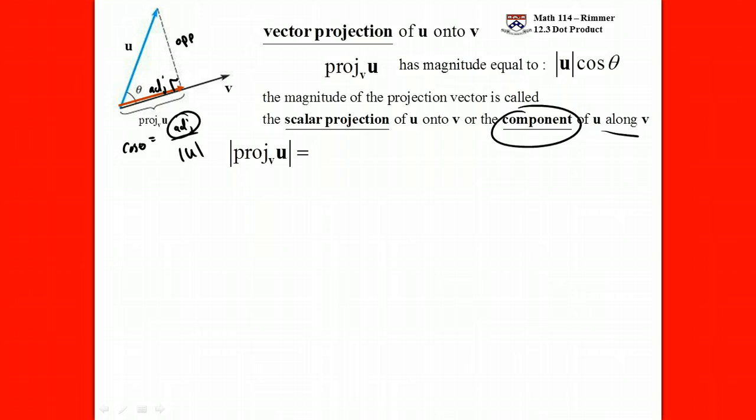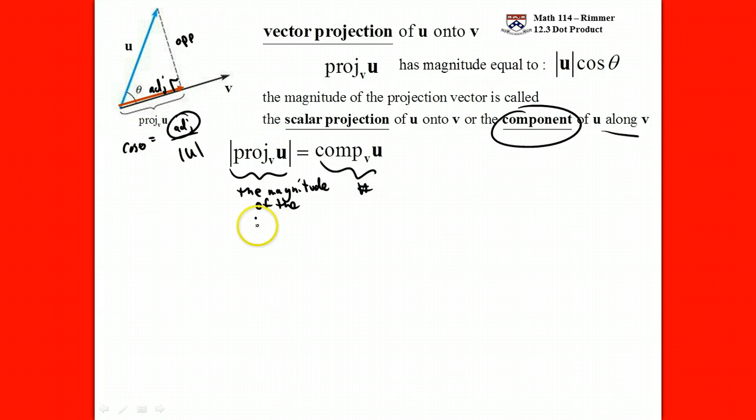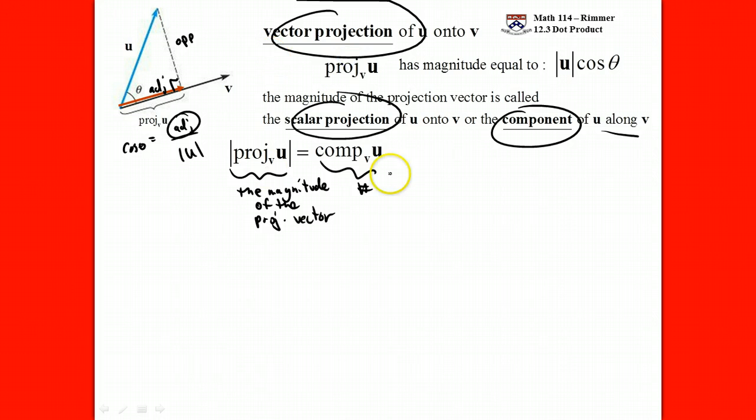So this symbol here is the magnitude of the projection vector, and we're going to say it is equal to this symbol here. This is a number, how long that vector is. It's unfortunate that we have the scalar projection and the vector projection, and this is the connection between them.